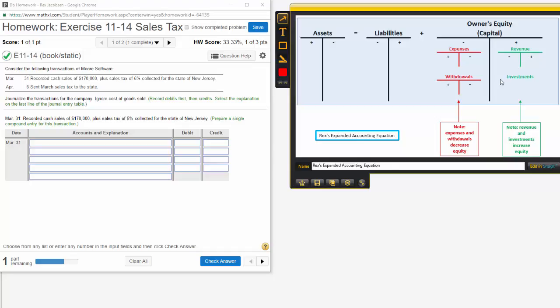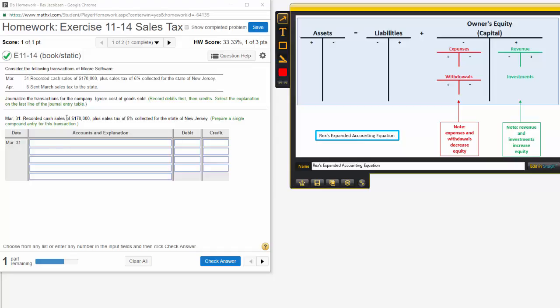So let's start working on this problem. On March 31st, we have recorded cash sales of $170,000. We're going to collect a 5% sales tax for the state of New Jersey, and then later in April, we're going to pay the sales tax. So let's do the March 31st entry first.